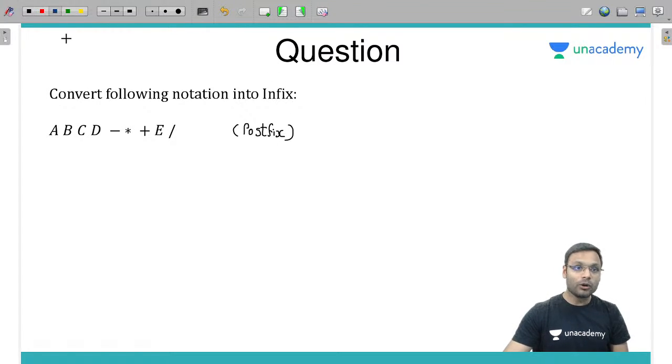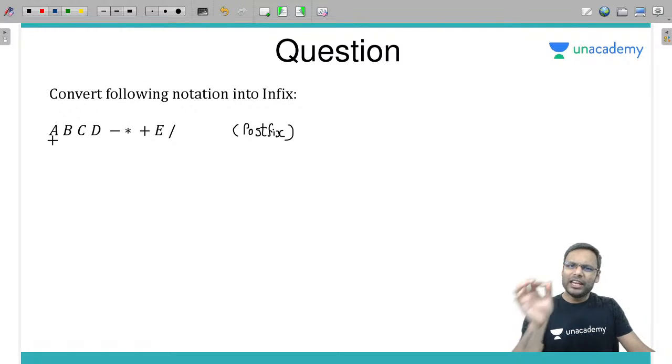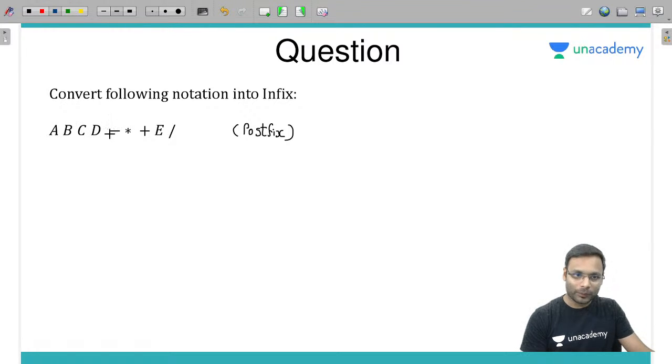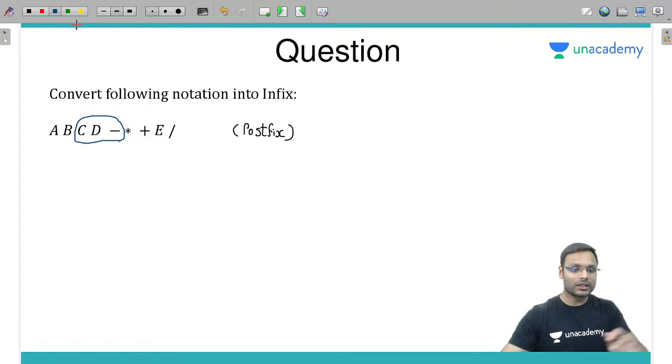Now, how do you convert a postfix notation into infix? Very beautiful method we have. Scan from left to right: operand, operand, operand, operator. This operator I need to solve first. Remember what postfix says: left operand, right operand and operator. That's how you represent postfix. So this sub expression I will have to solve first: C D minus.